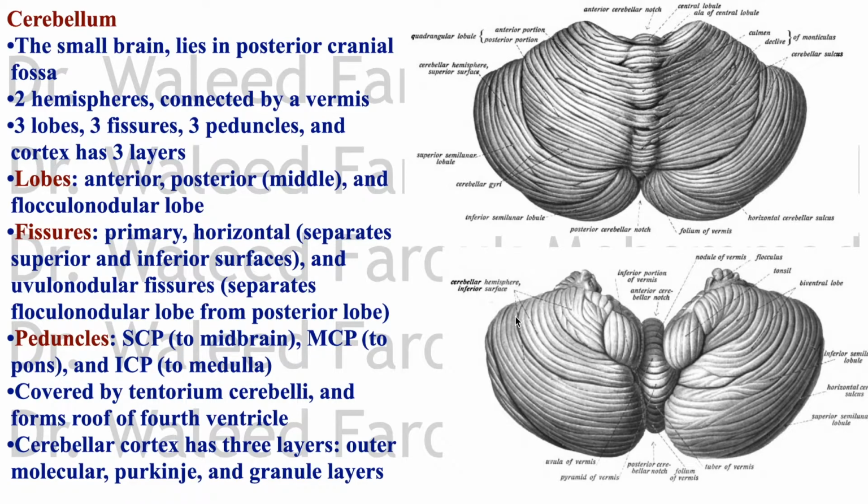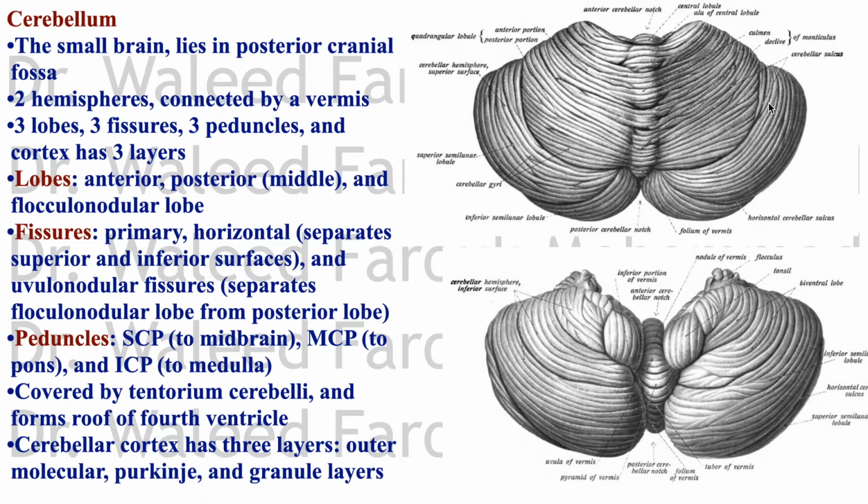Now, from the superior surface, this is the anterior lobe. The posterior lobe is this part and all this part. The flocculonodular lobe is this part only. The flocculonodular lobe has the flocculus and the nodule. Fissures, we have the primary fissure.